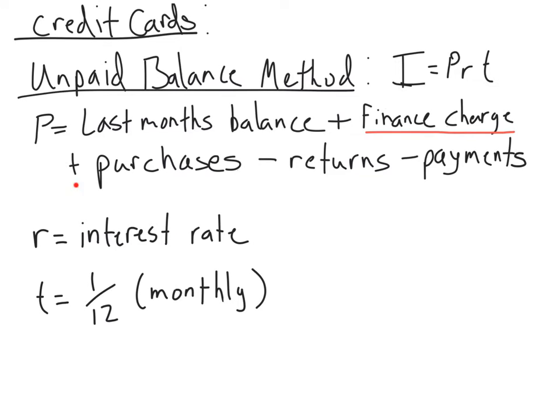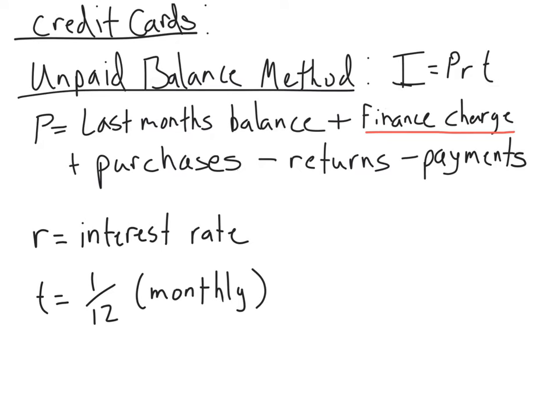Alright, so other things, obviously, the things that you purchase during the month are going to increase your balance, so that's going to be added on. But items that you return, like if you didn't like it and you took it back, should be credited to your card, so we're going to subtract any returns. And obviously any payments you make are going to be subtracted from your balance, so we're going to subtract off payments. Sometimes you may not have each of these values, like returns, for example, there's not always returns. But each of those factors combines together to give you your P, which is your unpaid balance.